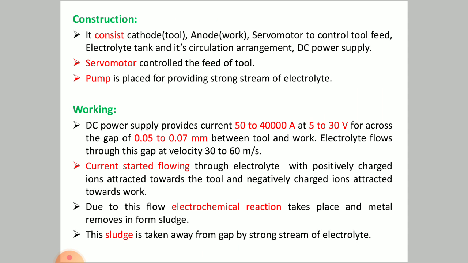Now look at the working principle. We are supplying a DC power source with current ranging from 50 to 40,000 ampere at 5 to 30 volt across a gap of 0.05 to 0.07 mm between the tool and the workpiece. Electrolyte flows through this gap at a velocity of 30 to 60 meters per second. The current starts flowing through the electrolyte, with positively charged ions attracted towards the tool and negatively charged ions attracted towards the workpiece.